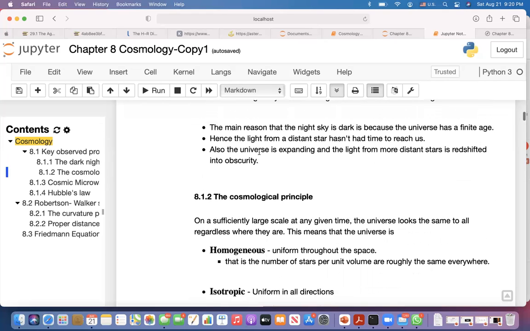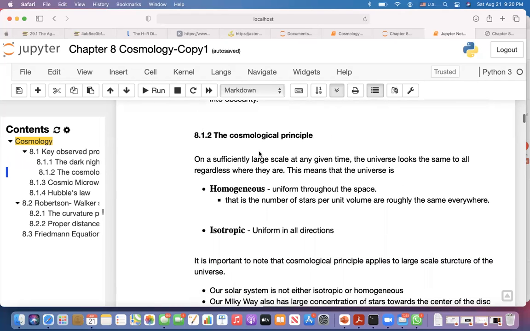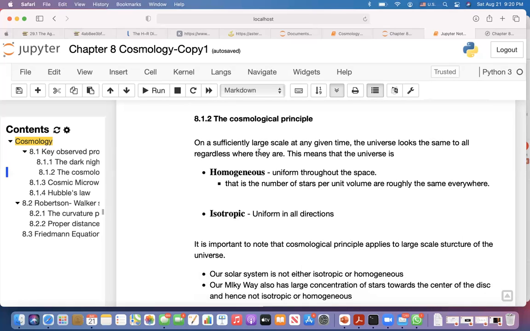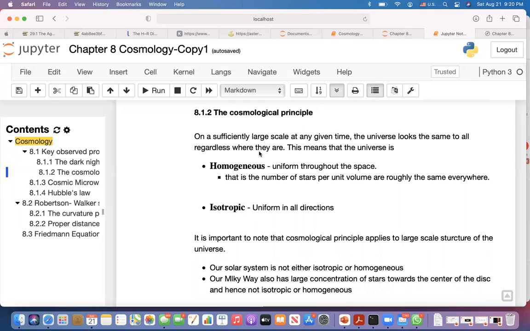And let's go into the second observation, and this is the most important one for us throughout this lesson, that is called the cosmological principle, right? And this is the second observation. What that observation tells us is, on a sufficiently large scale at any given time, the universe looks the same to all, regardless where they are, right?